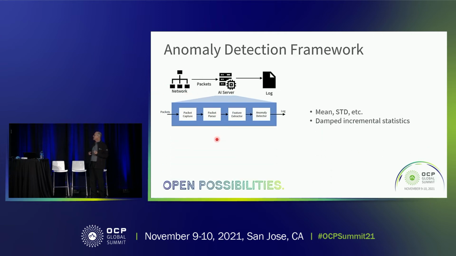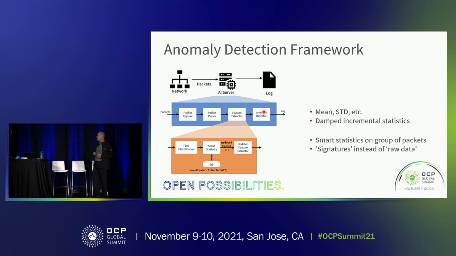Now, if we look at what the AI server is actually doing, it first needs to capture the packet. It needs to parse the packet headers, to take the packet size, the packet arrival time. Then it needs to create some sort of features, like statistics such as mean and standard deviation on the past history of the flow. This is called damped incremental statistics. And then run the anomaly detection algorithm itself.